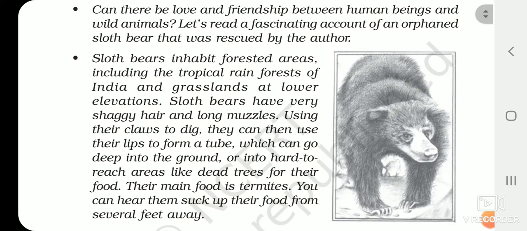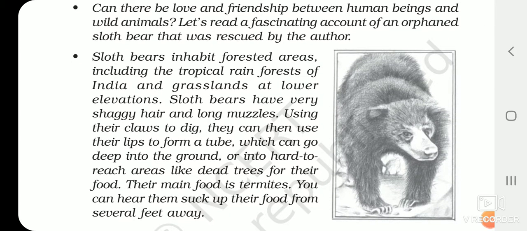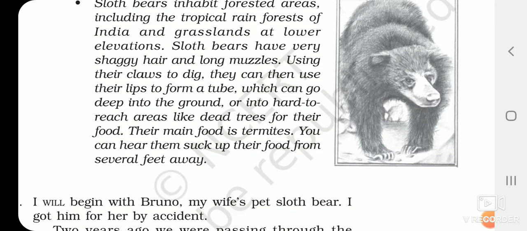Sloth bear inhabits forested areas, including the tropical rainforest of India and grasslands at lower elevations. At lower elevations means here not in the hills, but they live below the hill levels on the land area. Sloth bears have very shaggy hair and long muzzles. Muzzles means mustache here. Using their claws to dig, they can use their lips to form a tube which can go deep in the ground or into hard to reach areas like dead trees for their food. Their main food is termites. You can hear them suck up their food from several feet away.